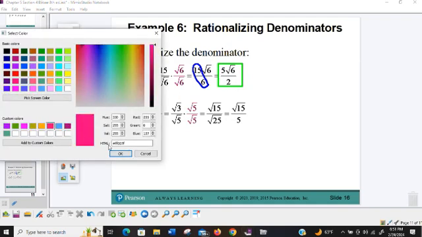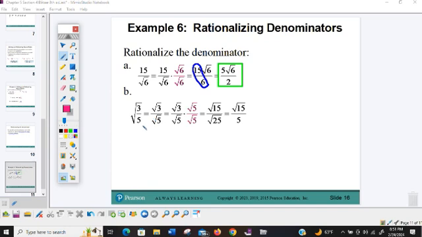The next one we have square root of 3/5. So break it apart, square root of 3 over square root of 5. Now the square root of 3 on top is okay, but for some reason they don't like radicals on the bottom. We have to get rid of square root of 5. Okay, so we're going to multiply by square root of 5 over square root of 5.